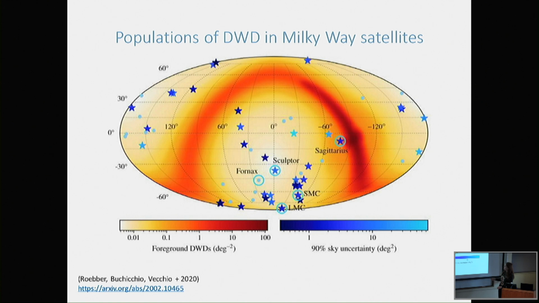Sculptor maybe, and Fornax unfortunately is too far away to have detections. And the blue color here basically shows the sky uncertainty in the LISA data. So we will have quite good sky localization for all of them, so we will be able to narrow down the 3D position of these binaries and unveil some of the Milky Way satellites in the LISA data.